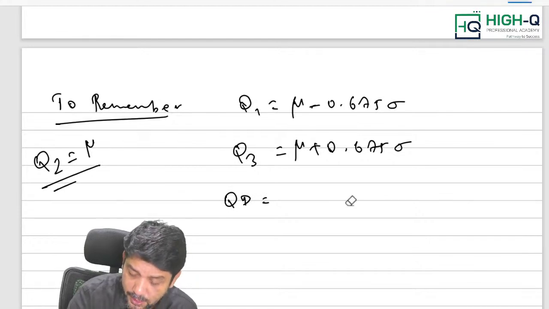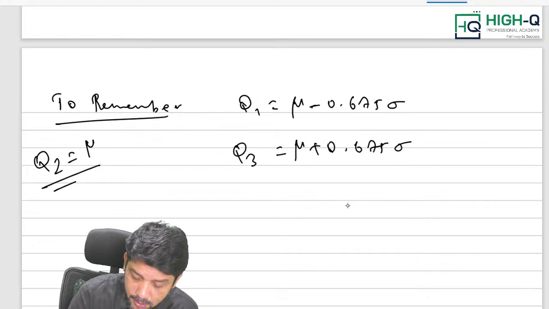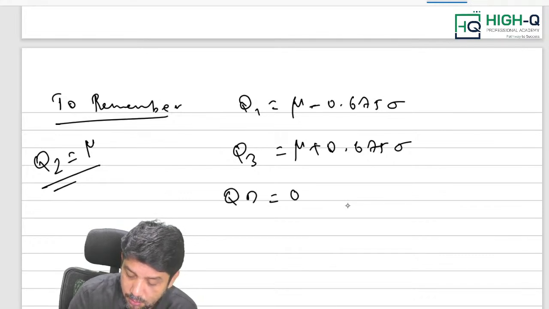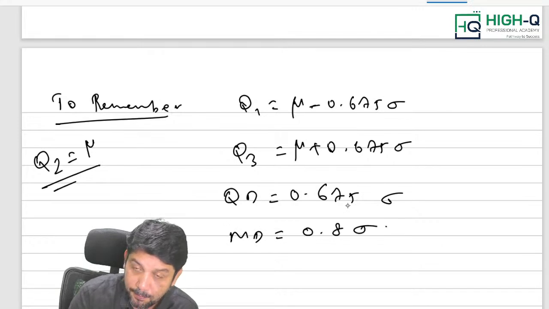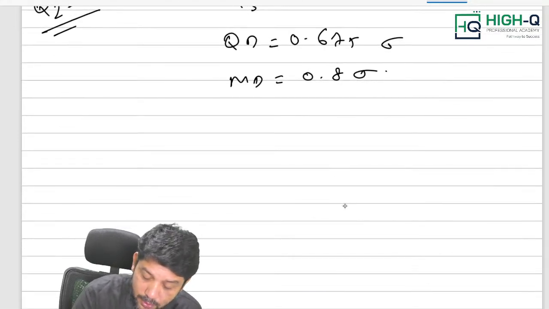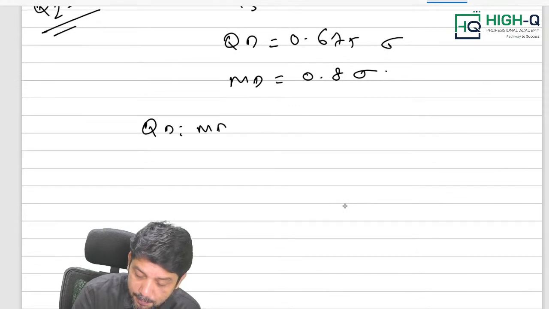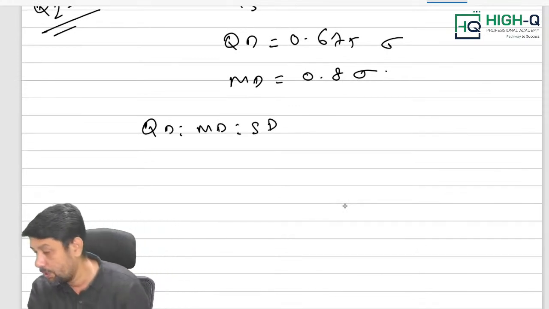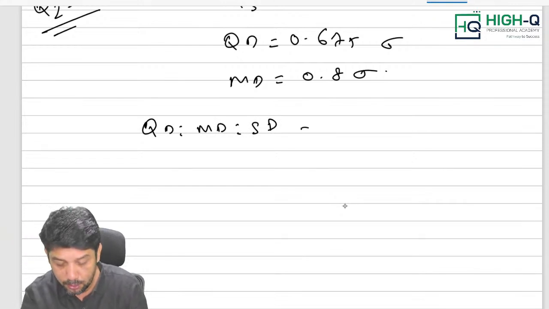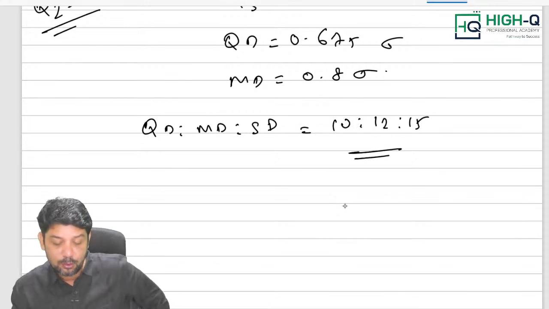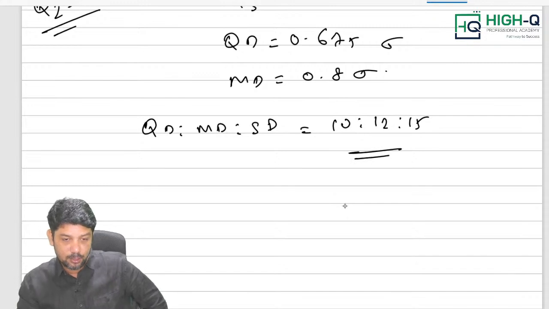I hope I gave this rule actually. QD is equal to 0.675 sigma. Now, MD is equal to 0.8 sigma. And also I gave one rule: QD is to MD is to SD is equal to 10 is to 12 is to 15.